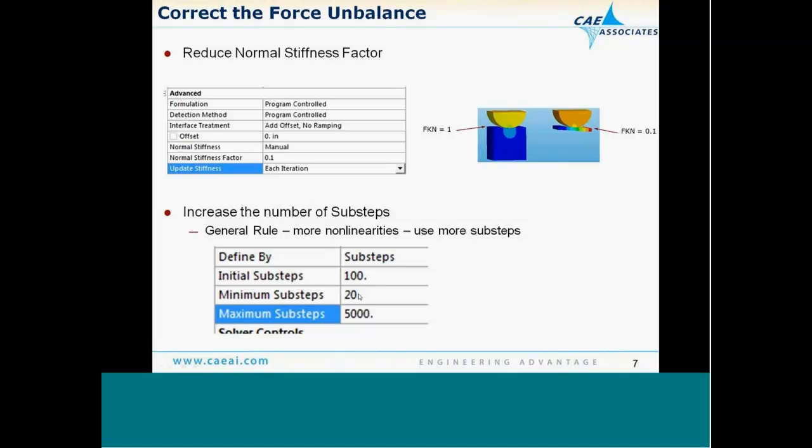If we have other nonlinearities, such as material nonlinearities, forcing a large number of minimum substeps may also be advantageous to accurately capture the stress-strain response of the material law that we've defined. So force unbalance is generally controlled by a combination of these two settings.